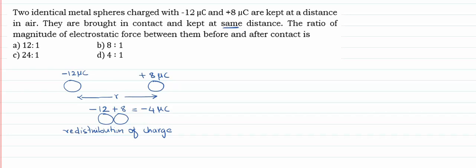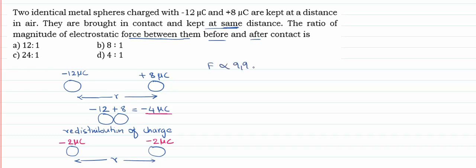Now when they are separated, the ratio of the magnitude of force between them before and after contact is asked. They are brought in contact and kept at the same distance, so r is the same. Now this minus 4 microcoulomb charge will be equally distributed on both. So here you will have minus 2 microcoulomb, and here also minus 2 microcoulomb. You are required to find the force before and after the contact.